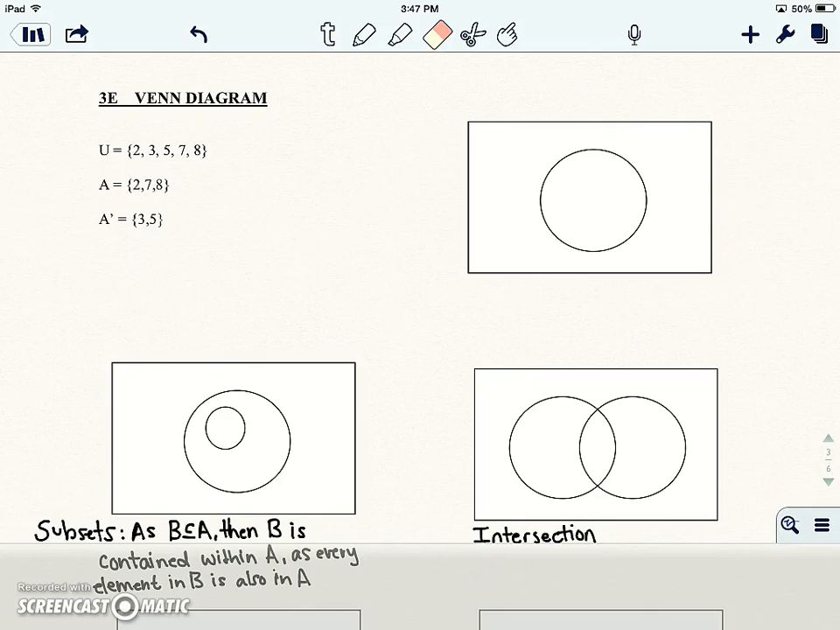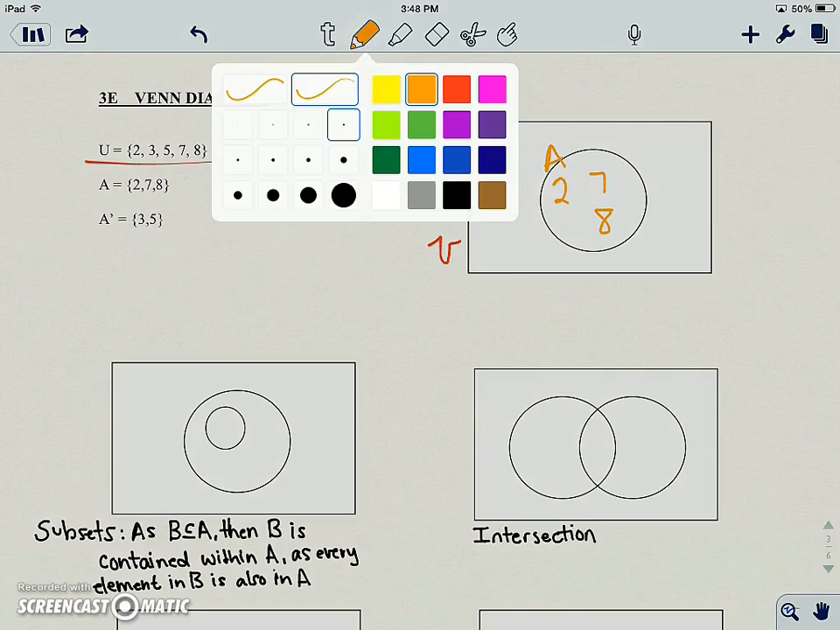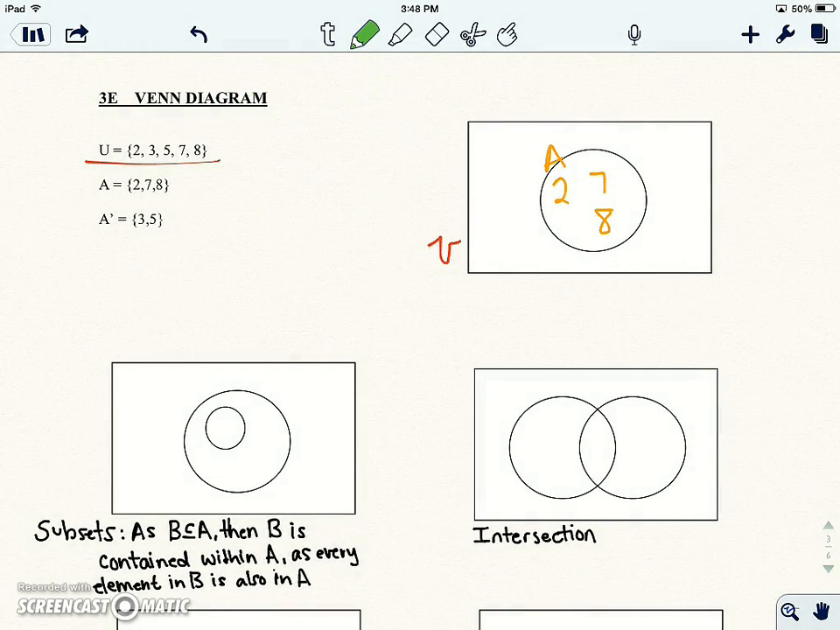Okay, sets day 1, part 2. We're now going to draw pictures of our sets. So we have a universe, that's this whole box, every number in the box. And then we have some set A, in this case this will be my set A, and in A we have 2, 7, and 8. And then we also have A complement. Well, that's everything not in A, so A complement must be out here with the numbers 3 and 5.